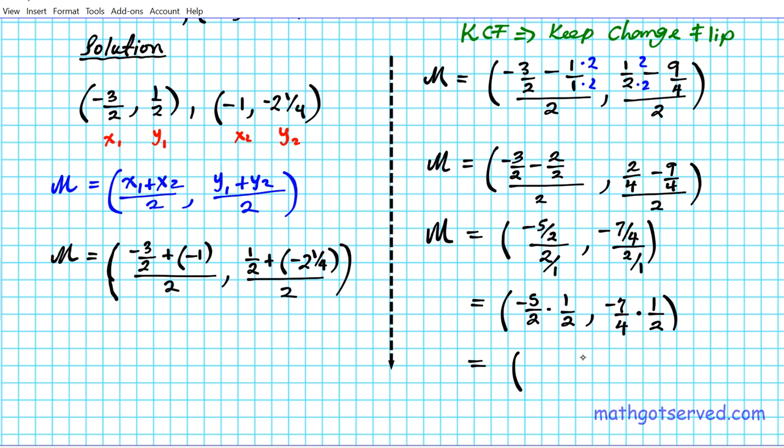How do you multiply fractions? Well, you multiply numerator by numerator, and then denominator by denominator, okay? So -5 times 1 is -5. 2 times 2 is 4. For the y-coordinate of the midpoint, -7 times 1 is -7. 4 times 2 is 8. Ladies and gentlemen, that is our final answer.